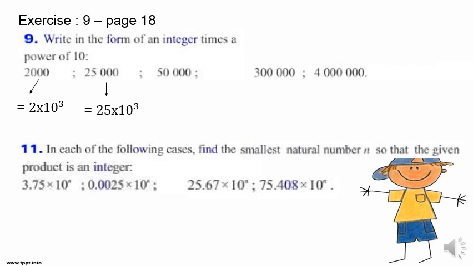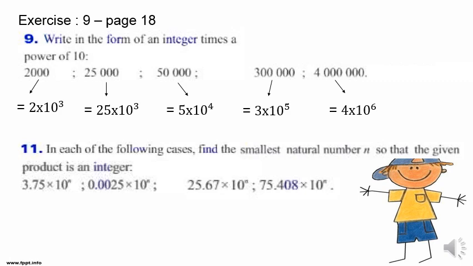25 times 10 cubed. The next one, pay attention, we don't write 50 times 10 cubed, it's 5. We put a space here, which indicates the comma, just to separate between periods, which are the unit and the thousand. So it is 5 times 10,000, or we can write it directly, 5 times 10 to the power. How many zeros? 4 zeros. The next one, 3 times 10 to the power 5. You just count the zeros. The last one, 4 times 1 million, or directly we can write 4 times 10 to the power 6.